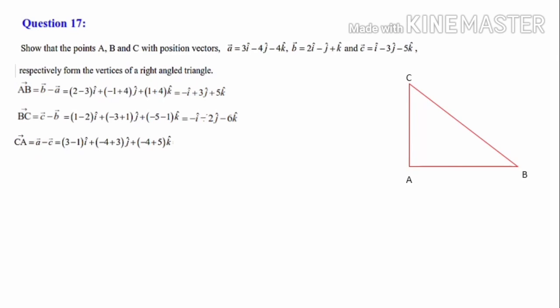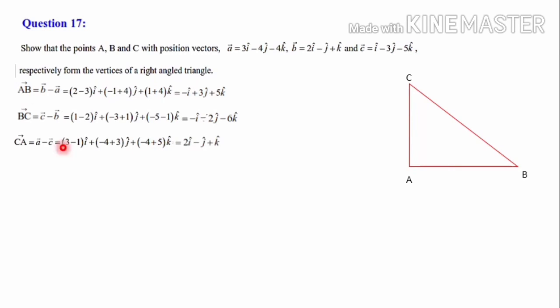That is equal to A is here and C is this one. So 3 minus 1, 3 minus 1 into i cap. Then here minus 4 minus minus 3. So minus 4 plus 3 into j cap, plus here it is minus 4 minus minus 5, that is plus 5. So minus 4 plus 5 into k cap.